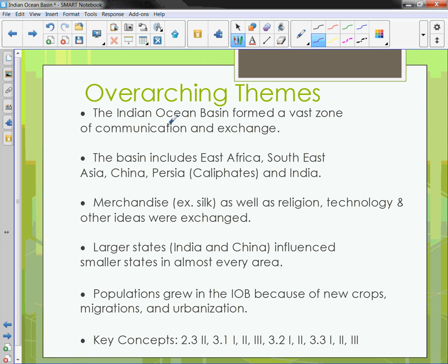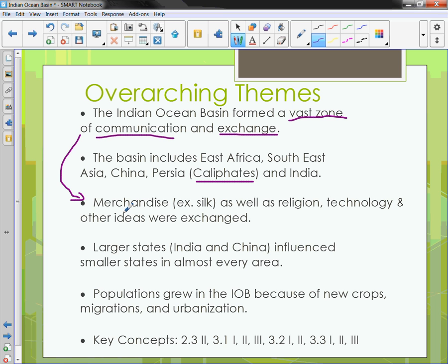The Indian Ocean Basin is, like I said, pretty big. It's vast and it's connected. It's an area of communication and exchange, not only of purposeful economic exchange, but of ideas, religions, etc. as well. The basin includes East Africa, South Asia, Southeast Asia, East Asia, China, Persia, which at this time was dominated by the Islamic caliphates, and India.